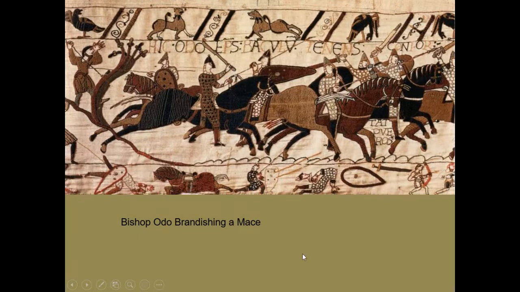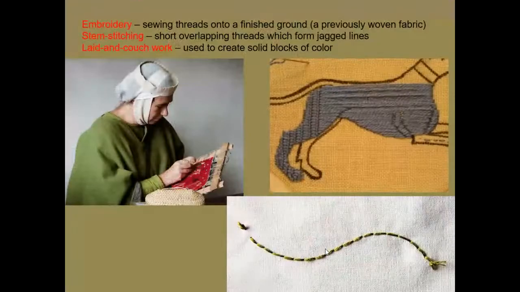So they lead from this scene directly into the one to recognize for the test, which is that dramatic battle scene. The stitches for the way that this is put together, again, remember, it's not true tapestry. There's a linen fabric that's woven first, and then the scenes are embroidered or stitched onto it. The outlining stitch is known as stem stitching, and the fill-in that does the color is known as laid and couch work.